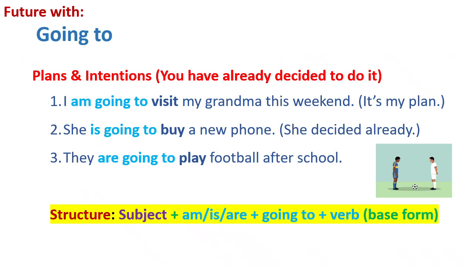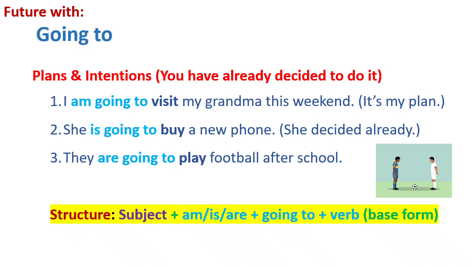First of all, we have selected going to. In red color, you can please check and read the purpose and further details about where we can use it: plans and intentions. It means that we can use going to for plans and intentions in the future. If you have any program, any plans for the future, or you have decided something that is your intention, you can easily use going to. You have already decided to do it.